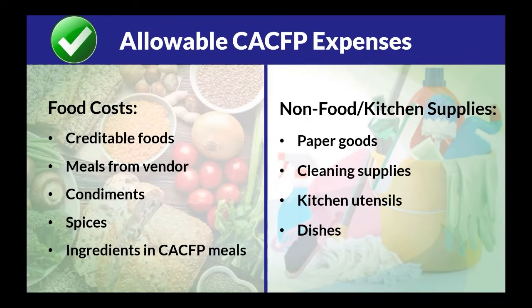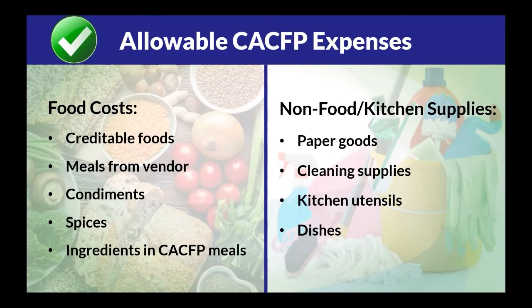The following expenses are allowable CACFP costs, and you may use your CACFP reimbursement to pay for these items. CACFP food costs include creditable foods, the purchase of meals from a vendor, condiments, spices, and ingredients used in your CACFP meals and recipes.